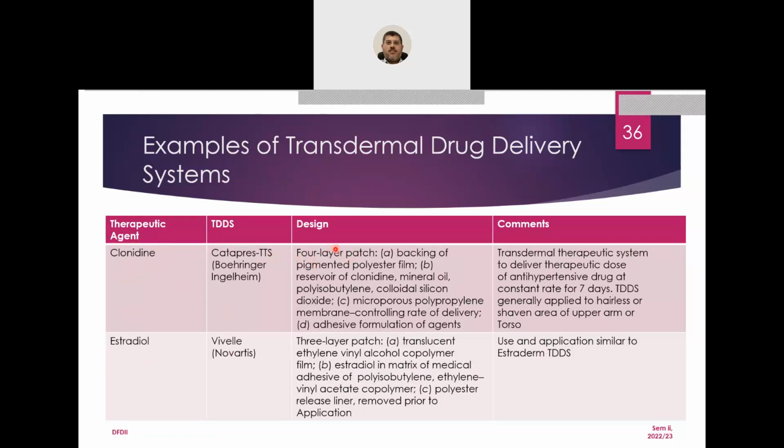Let's have an example of the one that has all the layers, the 4-layer patch of clonidine. It has a backing of polyester, and then a reservoir of clonidine with mineral oil, polyisobutylene, colloidal silicon dioxide. It has a microporous polypropylene membrane, which will control the rate of delivery, and an adhesive formulation of agents. And of course after this we'll have the liner.